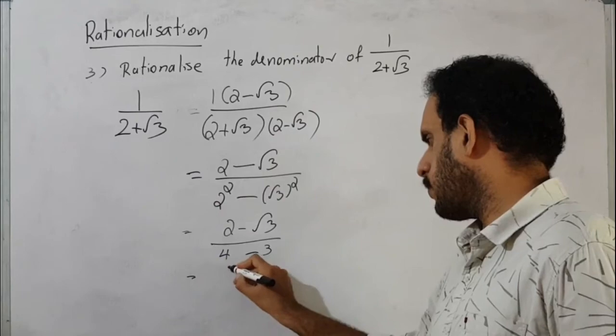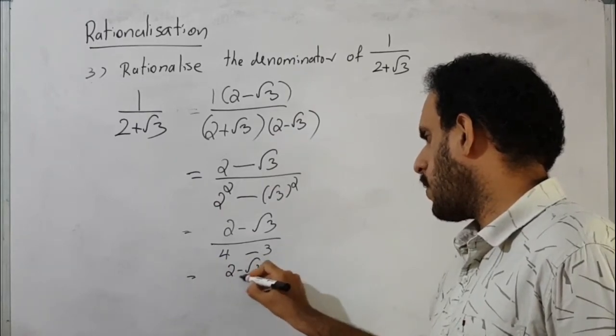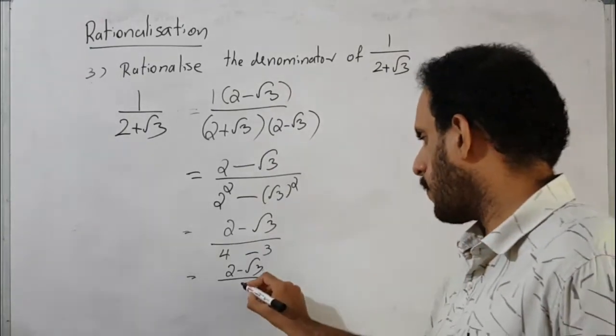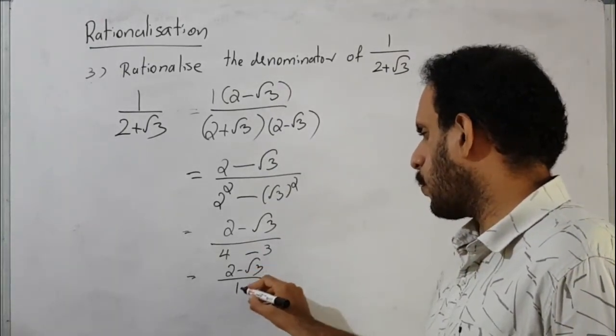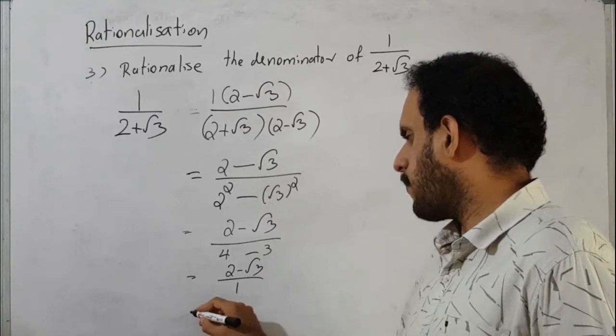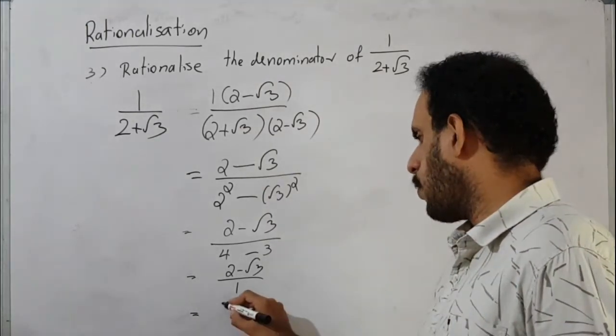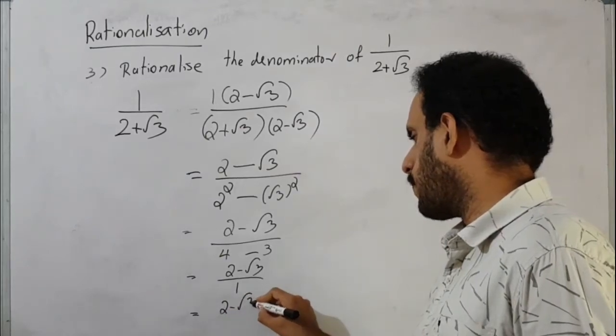Is equal to 2 minus root 3 by what is 4 minus 3? 4 minus 3 is 1. That is 2 minus root 3 by 1. We know that if you divide any number by 1, what do you get? The same number. So 2 minus root 3.